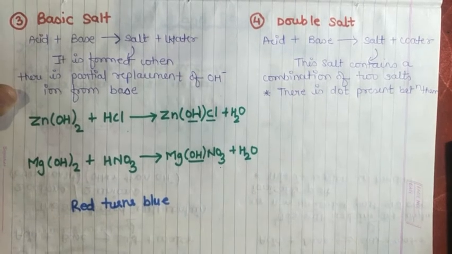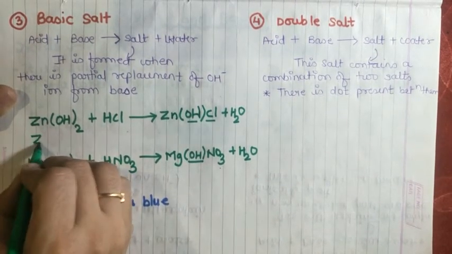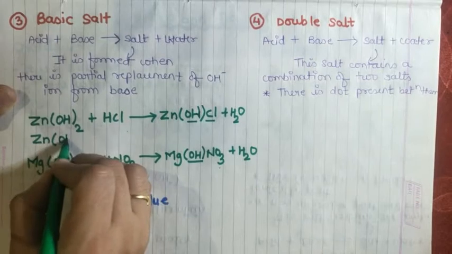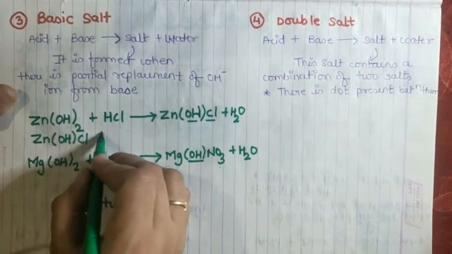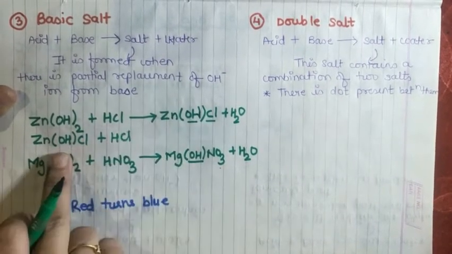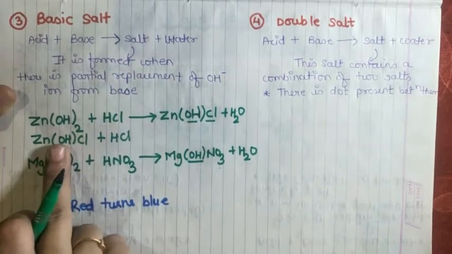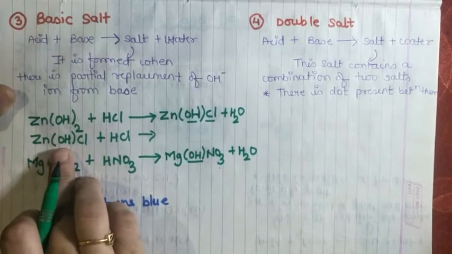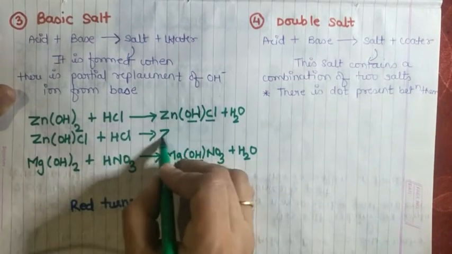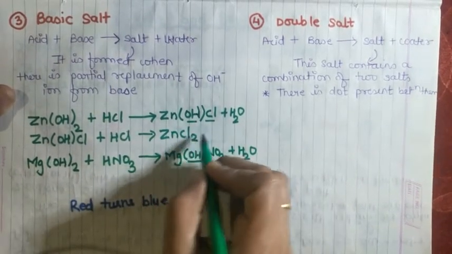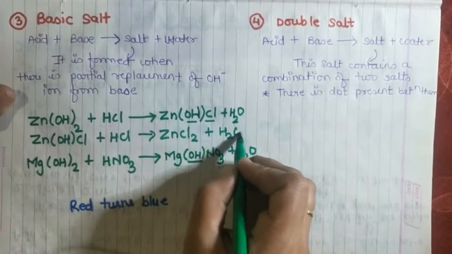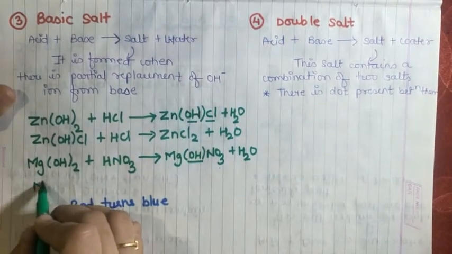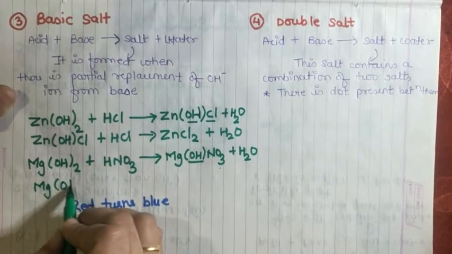So what will be the next situation? If you add some more acid to this salt, complete replacement of the hydroxyl ion will take place and you will get the neutral salt. Here also you can do the same thing.